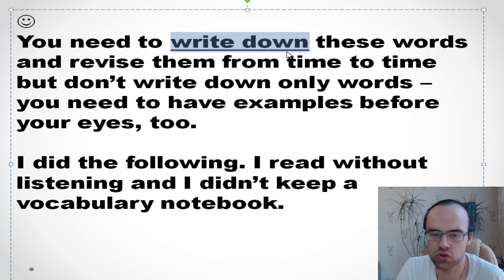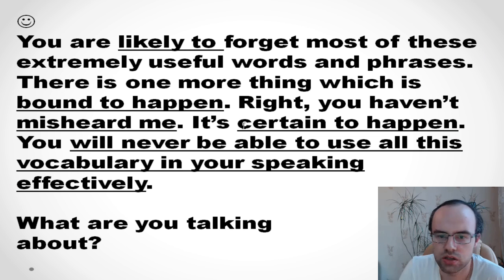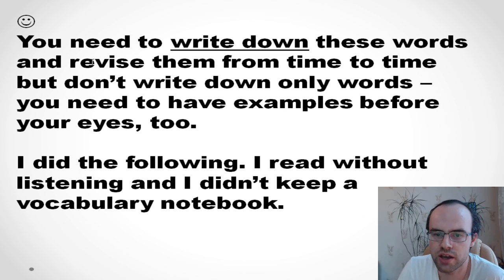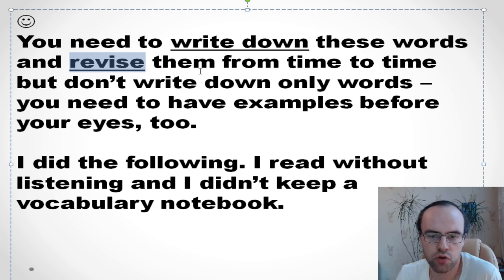So if you see a new word, for example, bound or certain to happen, you need to write it down. You need to keep a vocabulary notebook, write down all these words and look through them from time to time. It's a very good method, and revise them from time to time. Please write down all new words, all new phrases, and look through them from time to time.